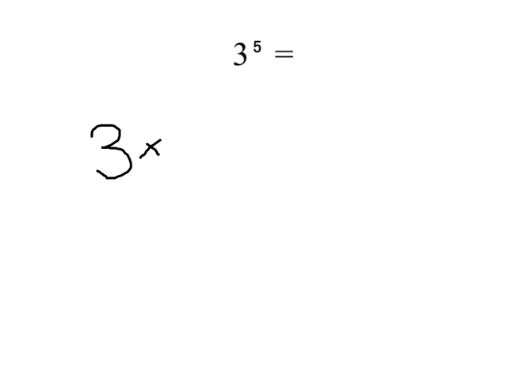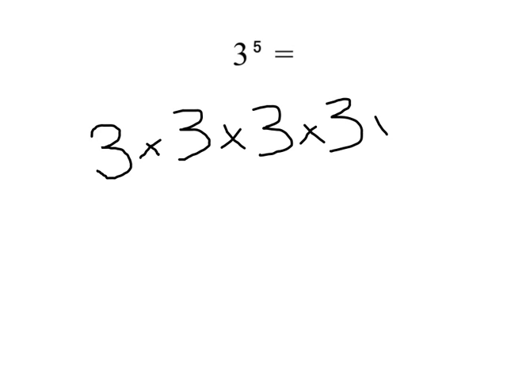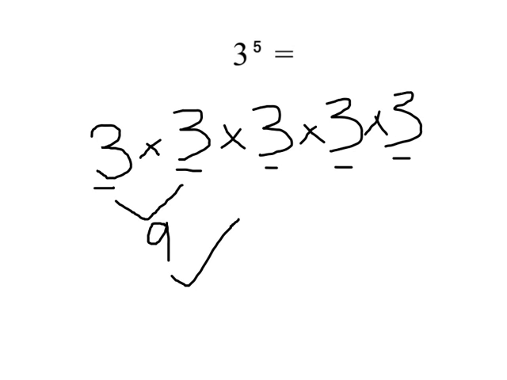We have 3 times 3 times 3 times 3 times 3. So we're multiplying this number 1, 2, 3, 4, 5 times. And then we're going to multiply 2 numbers at a time. So I have 3 times 3, which is 9, times 3, which gets us to 27. So now I've multiplied the first 3 3s. Then I need to multiply 27 by 3 again, which I'll do out on the side.